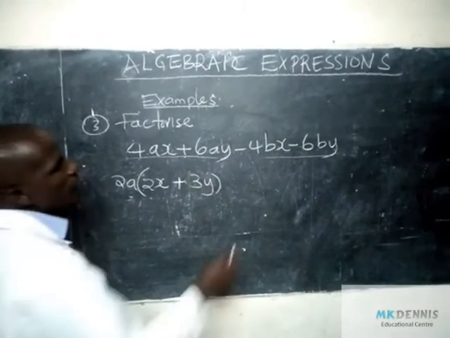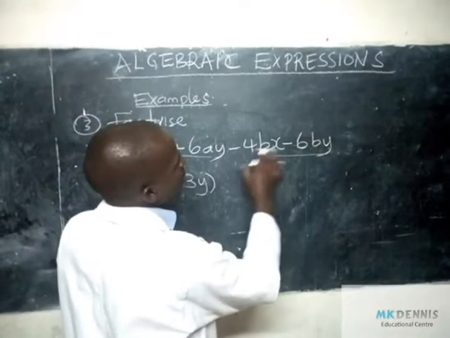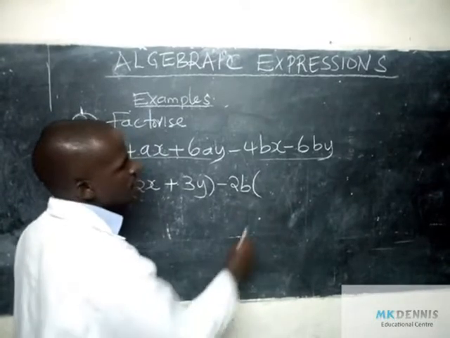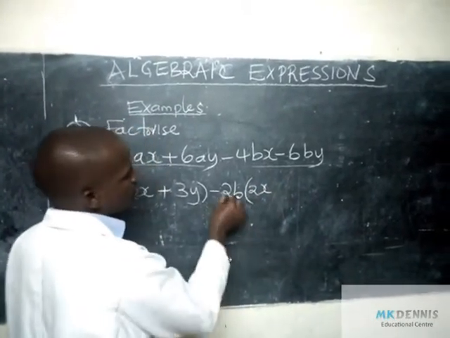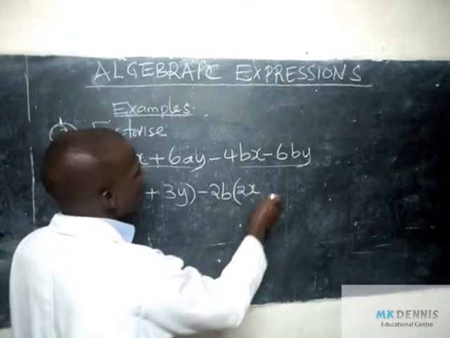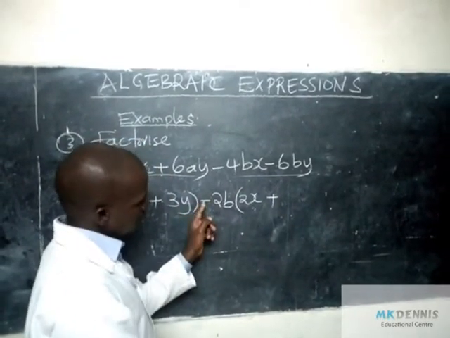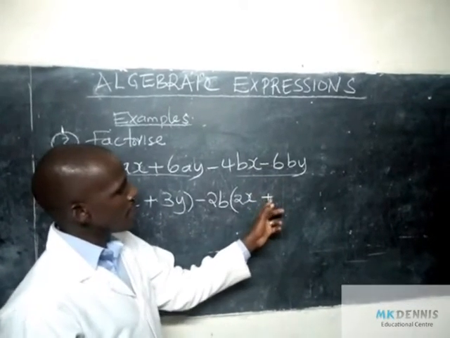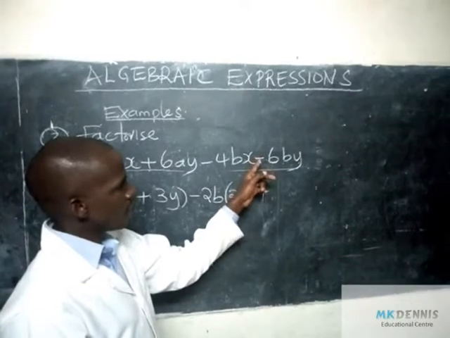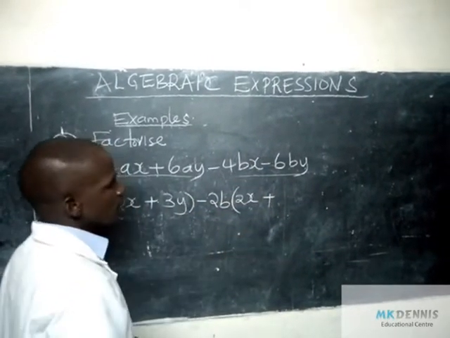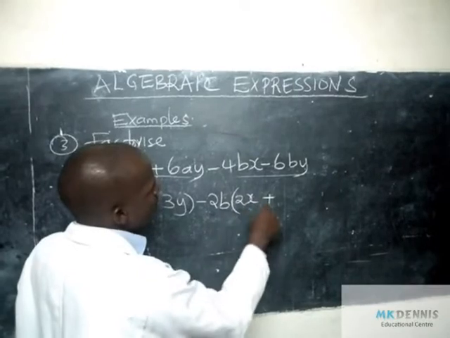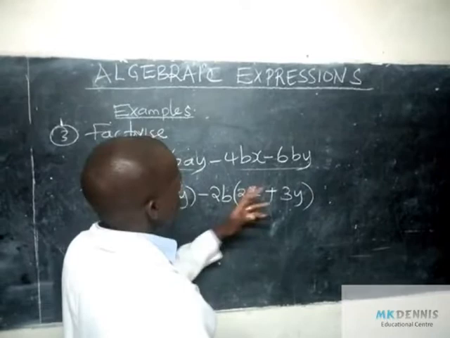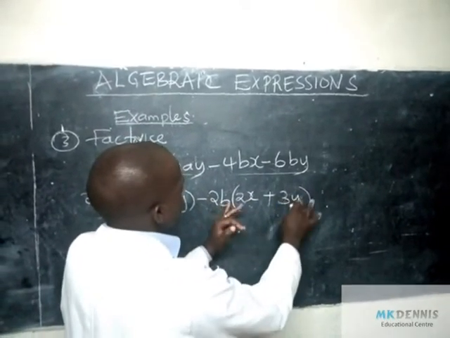What is common? b is common, and also 2 is common. So you can say minus 2b into 2x, so that you have 4bx, then plus, because negative and positive shall give us a negative. Now if you mistakenly put a negative here, it shall mean negative and negative will give a positive. So it should be a positive 3y, so that you can have 6by.